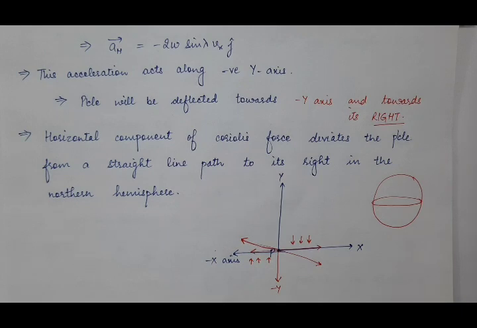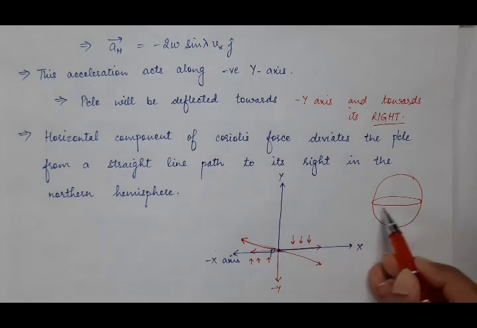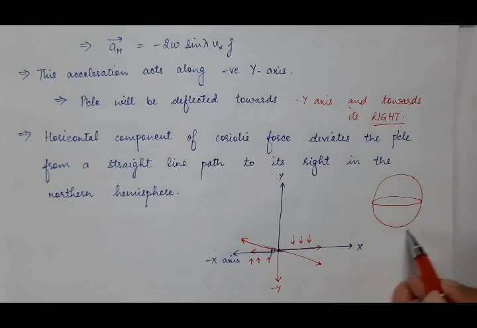And in the southern hemisphere, the horizontal component of Coriolis force deviates the particle from its straight line path towards its left. If any particle moves on the surface of the Earth in the southern hemisphere, in the lower portion of the Earth, then the horizontal component of Coriolis acceleration or force deviates the particle towards its left.